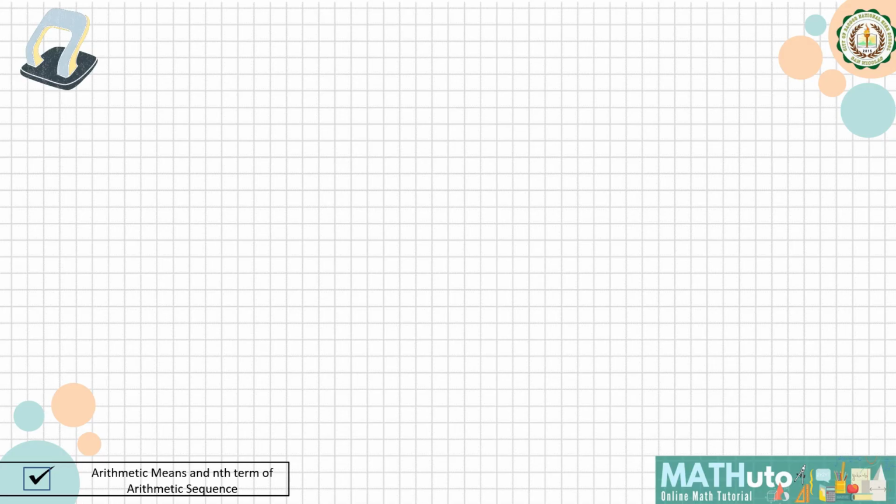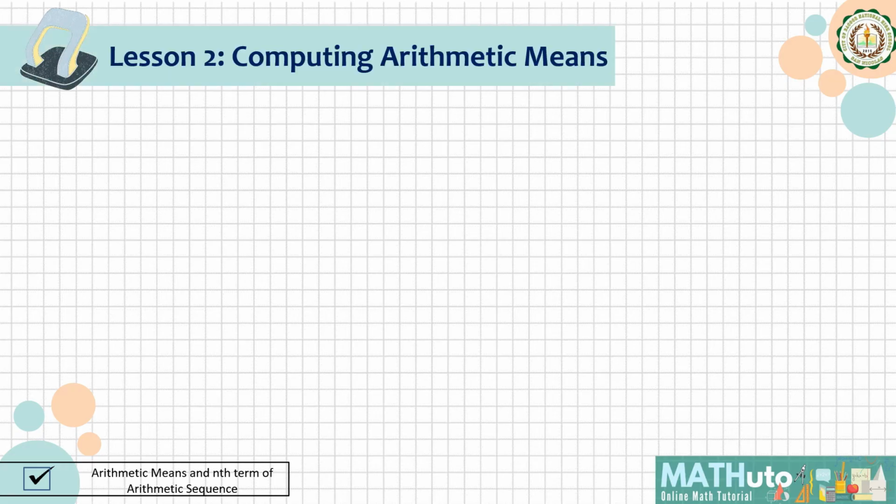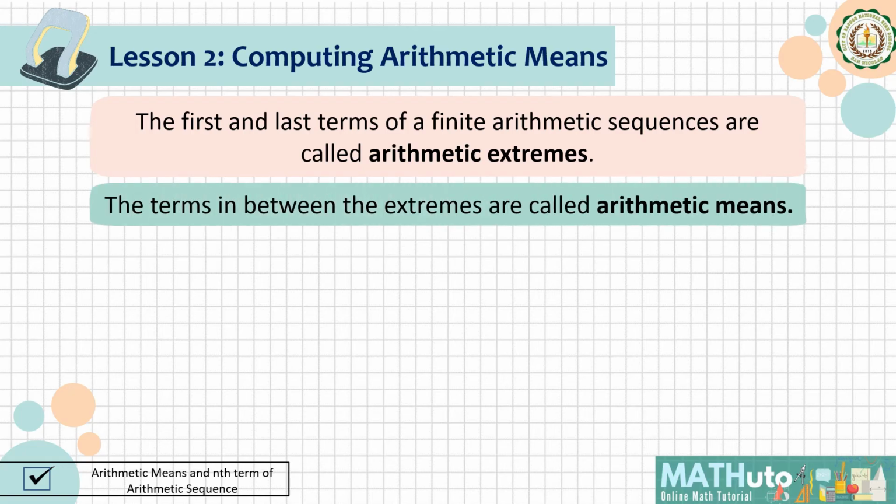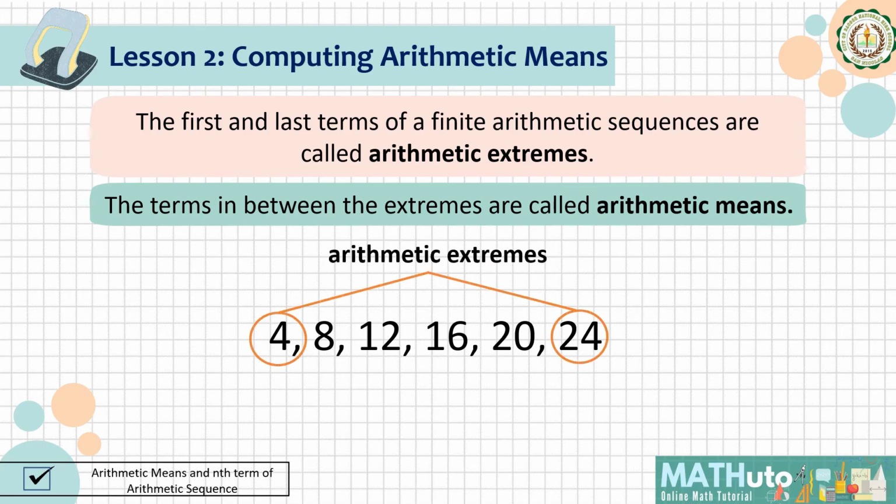Now that we are done in our lesson for the nth term of an arithmetic sequence, let us now compute the arithmetic means. The first and the last terms of a finite arithmetic sequence are called arithmetic extremes, and the terms in between the extremes are called arithmetic means. Meaning, in the sequence 4, 8, 12, 16, 20, 24, 4 and 24 are the arithmetic extremes, while 8, 12, 16, and 20 are the arithmetic means.